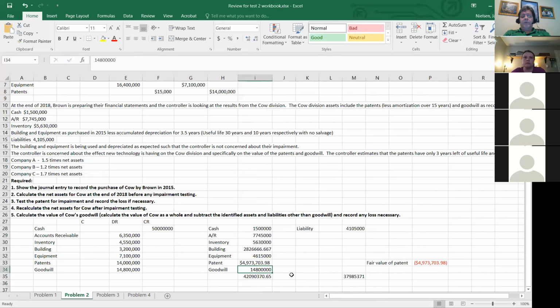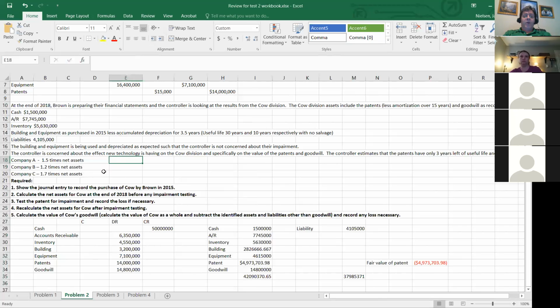Now, goodwill. We need to look at what is the value of this entire company. Remember the idea when we were talking about the fair value hierarchy. Level 1 was we just look it up in the Wall Street Journal. Level 2, we look at similar companies and then adjust for our company. That's what we're going to do here.